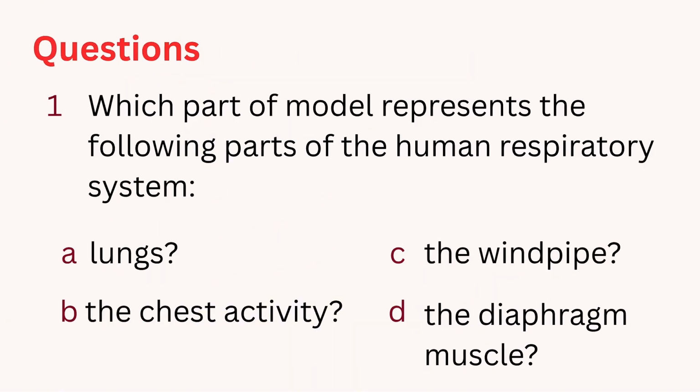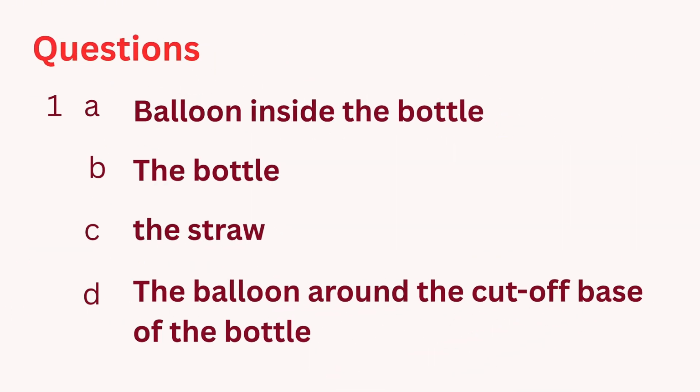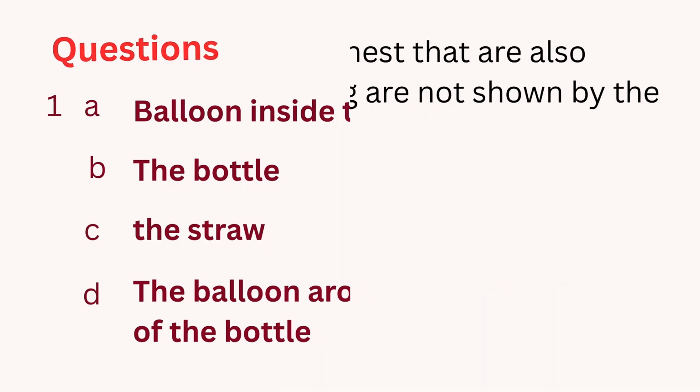Questions. Number 1. Which part of the model represents the following parts of the human respiratory system? A. Lungs. B. The chest cavity. C. The windpipe. D. The diaphragm muscle. A. The balloon inside the bottle. B. The bottle. C. The straw. D. The balloon around the cut-off base of the bottle.